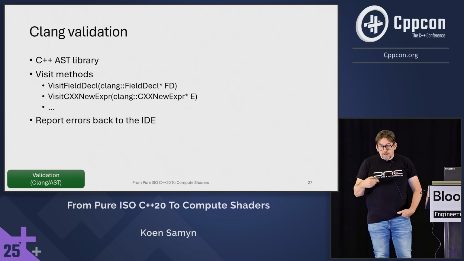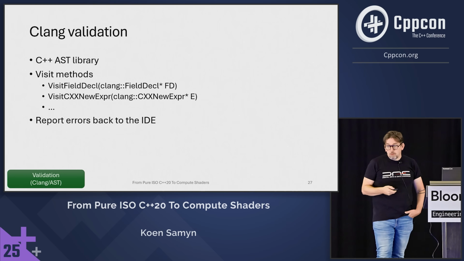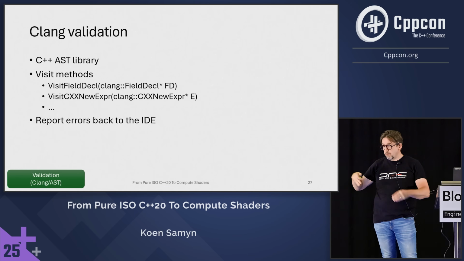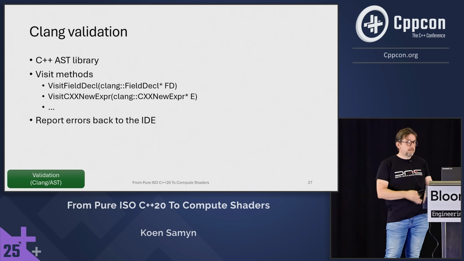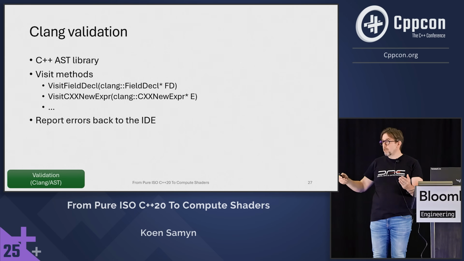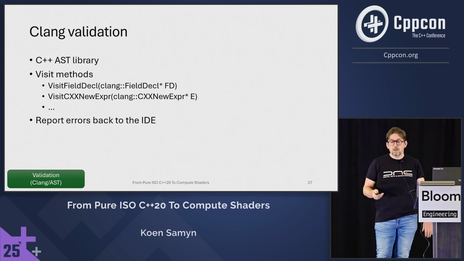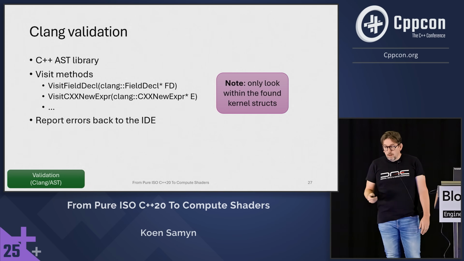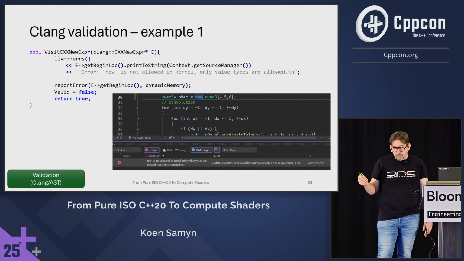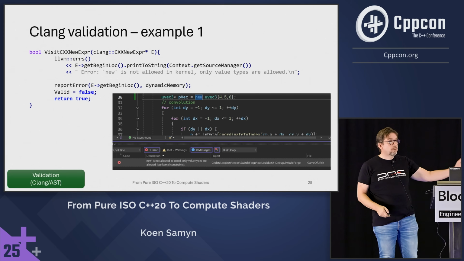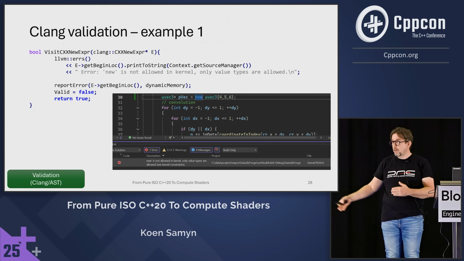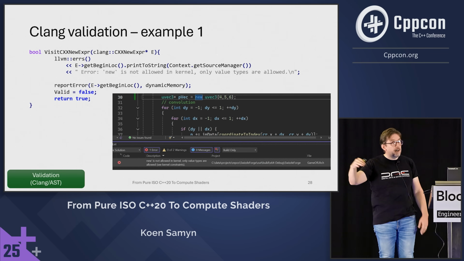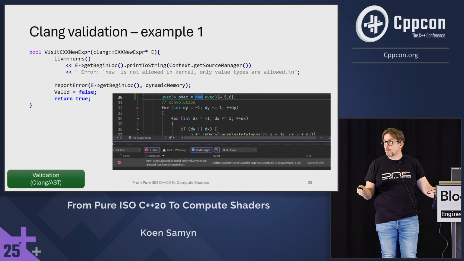Okay, then with the Clang AST library, I can also visit all the new expressions. So everywhere where there's a new, I can visit that. I can find out the line number and report to the user, you shouldn't do that. So, of course, only in compute kernels. So here, for example, I use the format that Visual Studio uses for errors. I just output it in the error output, and then I can just click on it and see, okay, I did something wrong there. That's not supported yet.